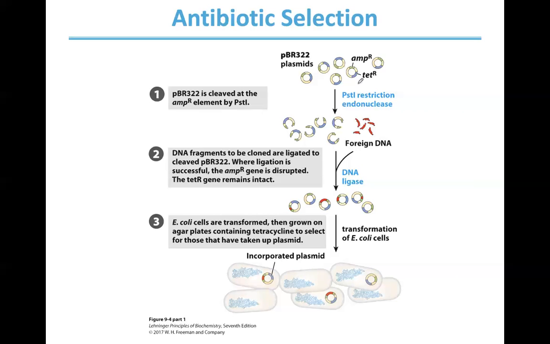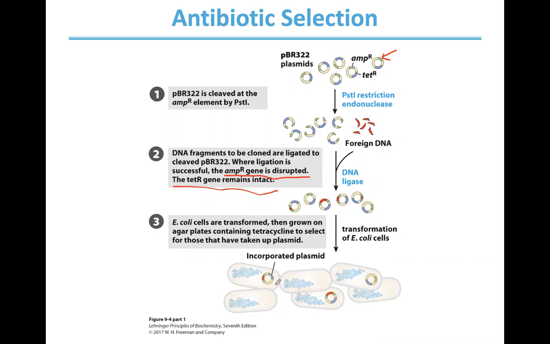So we're going to cleave this plasmid with restriction endonuclease and cleave it specifically at this site where the ampicillin resistance gene is, okay? So in other words, we're going to disrupt the ampicillin gene, and the tetracycline gene will remain intact. We're going to ligate the DNA of interest that we want to clone, right?